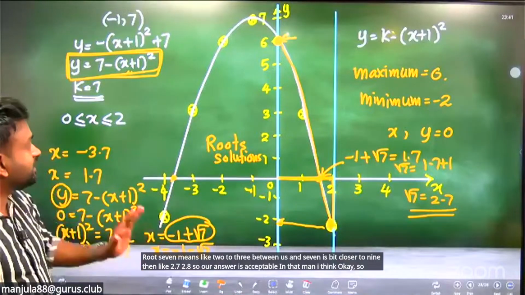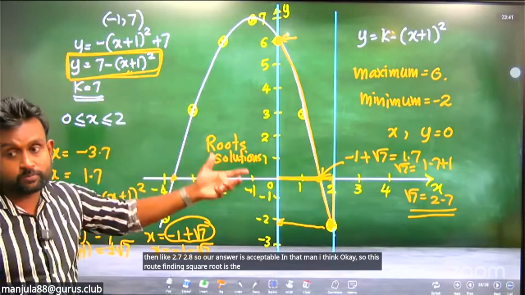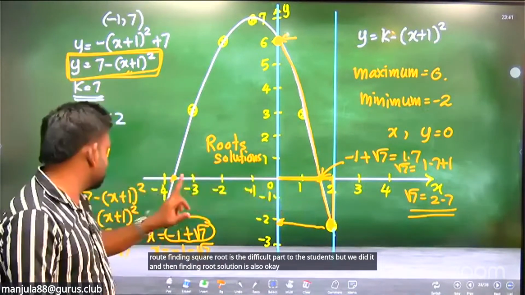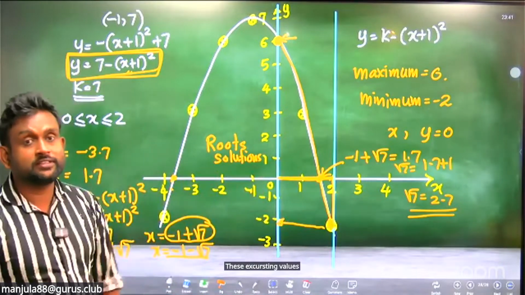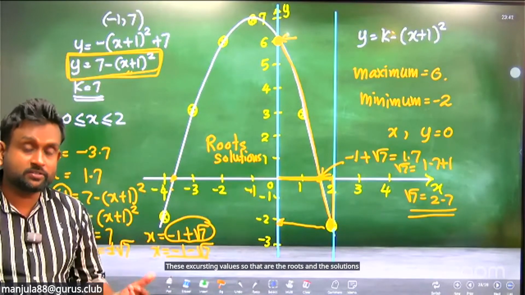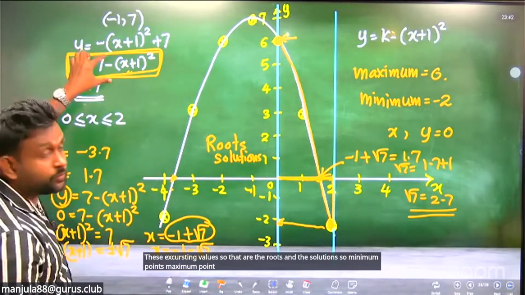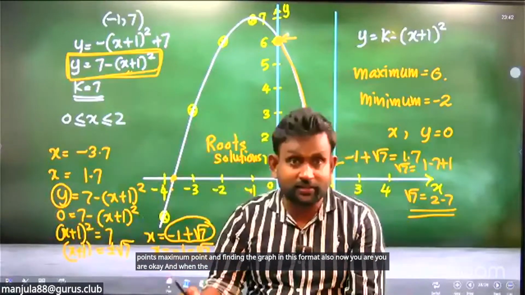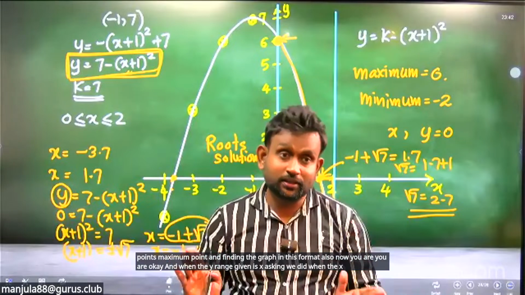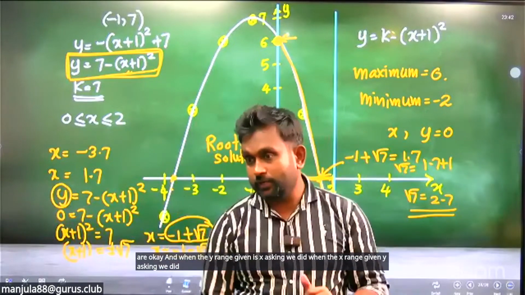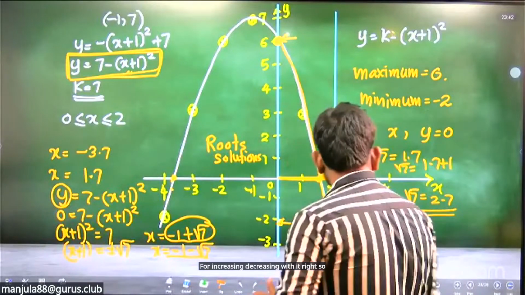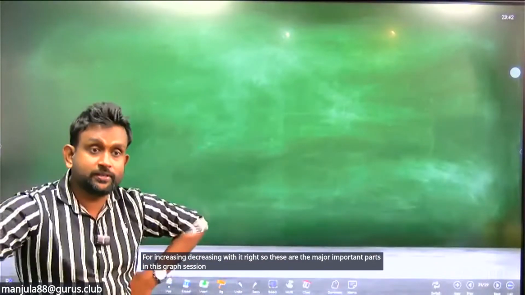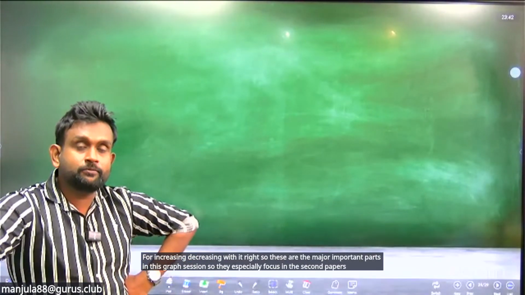So finding the square root is the difficult part for students, but we did it. And then finding the root solution is also okay. These x cutting values are the roots and the solutions. So minimum points, maximum point, and finding the graph in this format also. Now you are okay, right? When the y range is given and x is asked, we did. When the x range is given and y is asked, we did. Increasing, decreasing, we did, right? So these are the major important parts in this graph session, especially focused on in the second paper. So now I think we completed the tutorial.